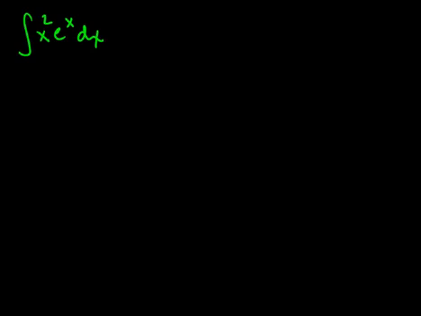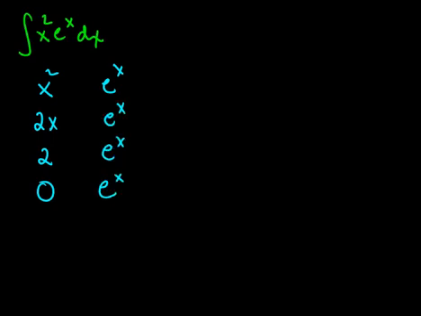And to do this, we're going to set up two columns. One column for the factor that we will be differentiating, and one column for the factor that we're going to integrate. So I set up the x squared and the e to the x. Now I'm going to take derivatives of x squared, since that would be my u variable. And I get 2x, and the derivative of that would be 2, and the derivative of that would be 0. Then for e to the x, the integral is always going to be e to the x. So I can just fill that in.